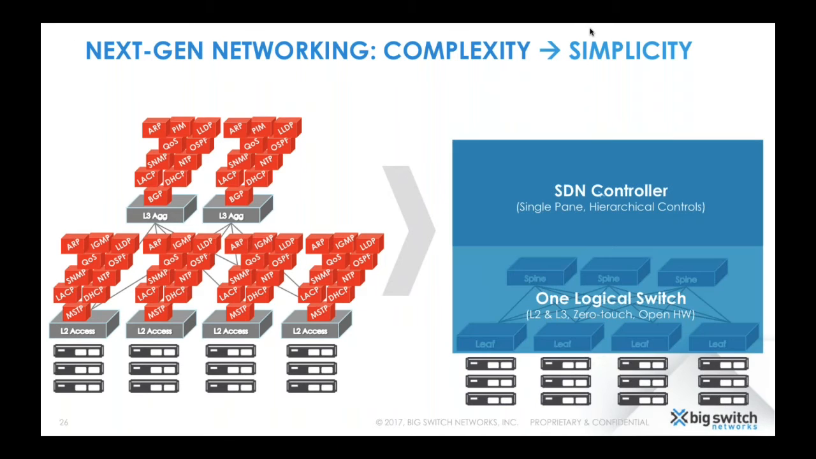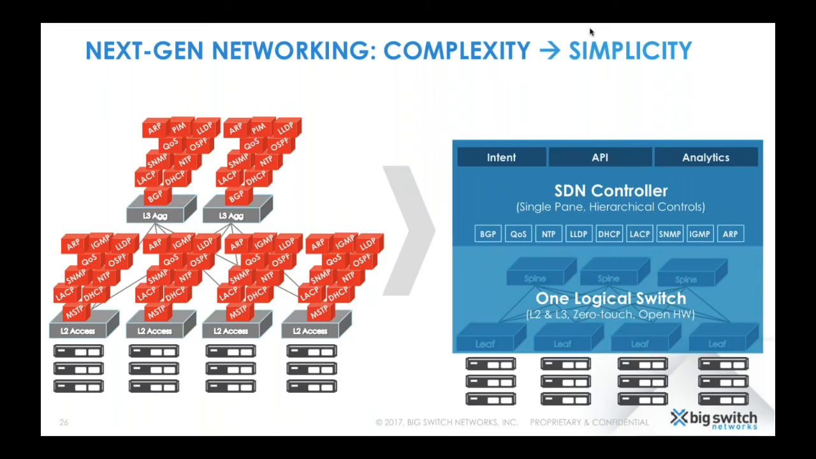Instead, what Big Cloud Fabric provides is a very logical, unified approach to switching, where multiple switches operating in a fabric environment, a leaf-spine environment, operate as one logical switch. So you get a very scale-out architecture. We can deploy L2 or L3. There's no need to have design choices. You get the best of both worlds, completely zero touch, and of course a choice of hardware vendors.